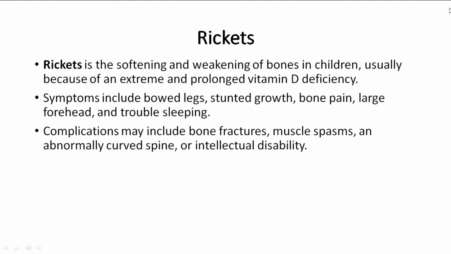Okay, Rickets. Rickets is the softening and weakening of bones in children, usually because of an extreme and prolonged vitamin D deficiency. Symptoms include bowed legs, stunted growth, bone pain, large forehead, and trouble sleeping. Complications may include bone fractures, muscle spasms, an abnormally curved spine, or intellectual disability.